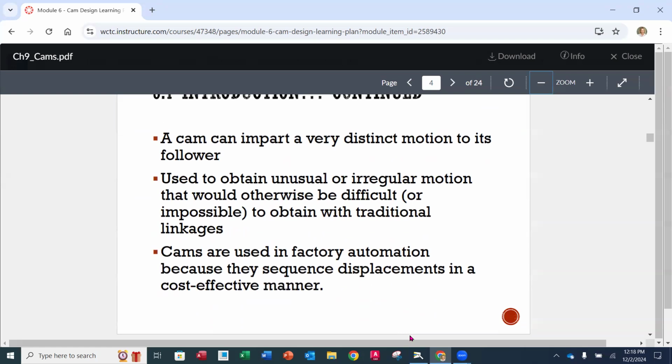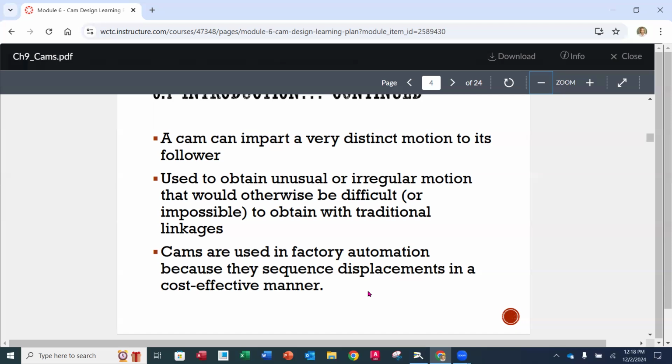So a cam can impart a very distinct motion onto a follower. As we look, there's going to be things that are called rises, falls, and dwells. Okay. And how they rise and how they fall is going to be important. And there's going to be what we call different motion schemes that derive how that's going to happen. And that's where the design process comes in. They're used to obtain unusual or irregular motion that would otherwise be kind of difficult to do.